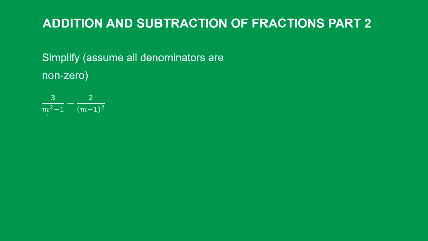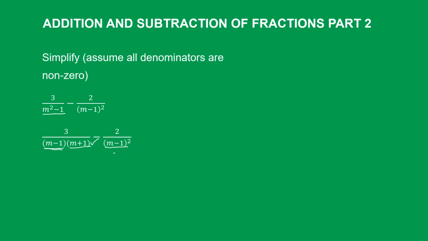We have to be careful here. We have to factorize m squared minus 1. That's difference of two squares. So this becomes m plus 1, m minus 1, or m minus 1 times m plus 1, like this, using difference of two squares. Now, we have to consider the brackets separately. We have m minus 1, then we have m plus 1, but here we have m minus 1 squared.